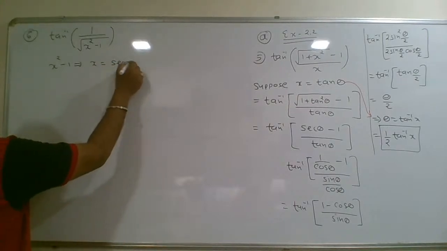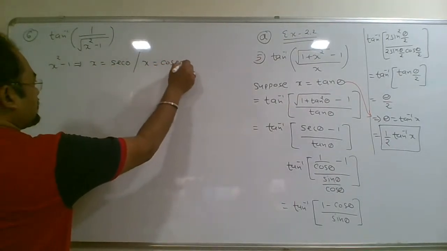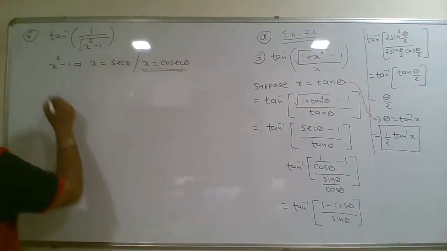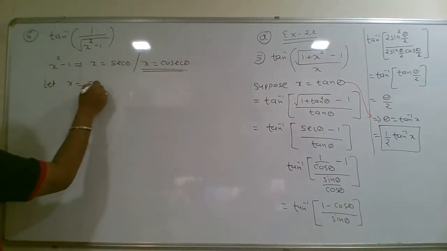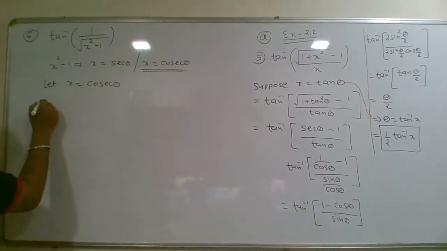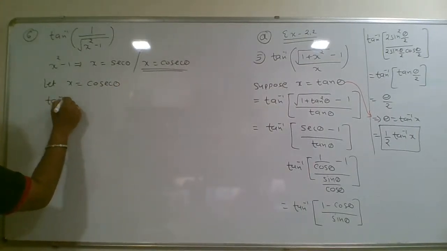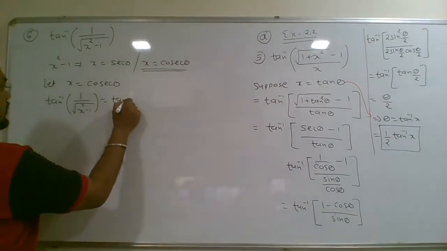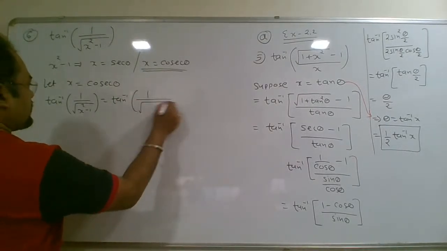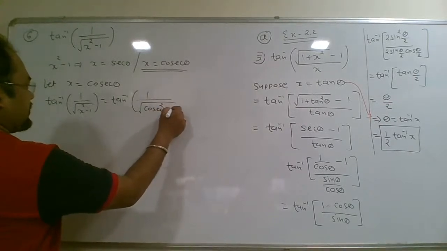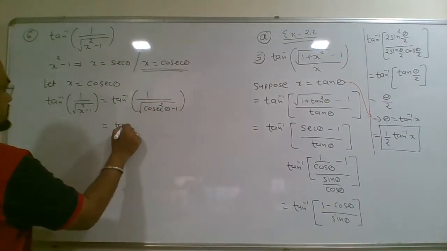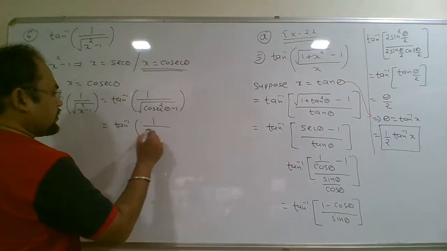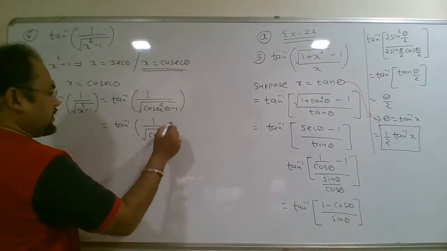We have seen that x square minus 1 form, then suppose x equal to sec theta, or we can suppose x equal to cosec theta. Okay, suppose x equal to cosec theta. Let x equal to cosec theta. So tan inverse of 1 upon under root x square minus 1 equals tan inverse of 1 upon under root cosec square theta minus 1. And cosec square theta minus 1, it is the basic formula of standard 10th. It is cot square theta.